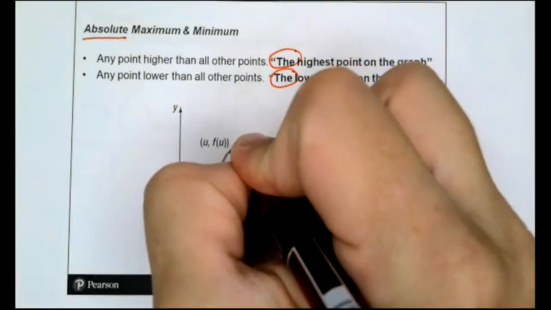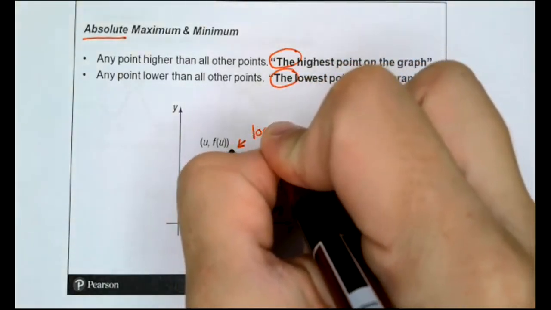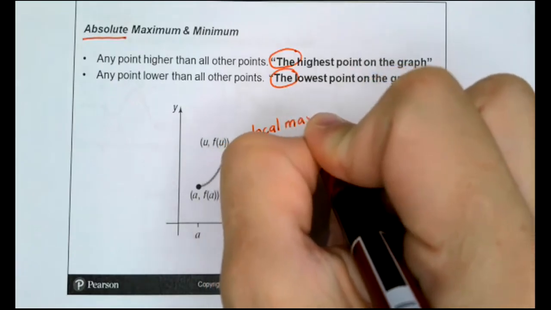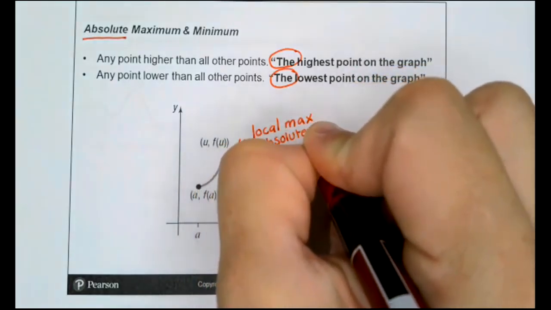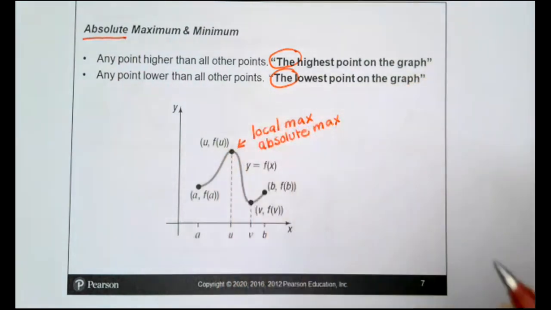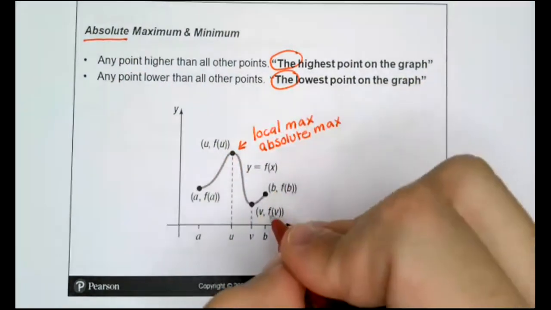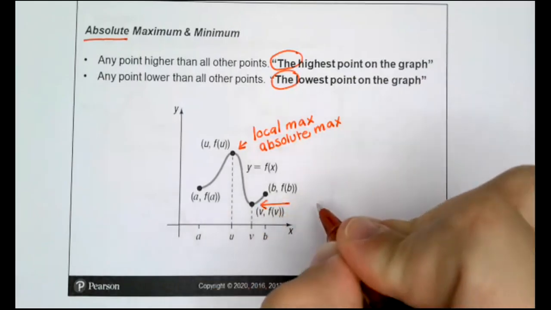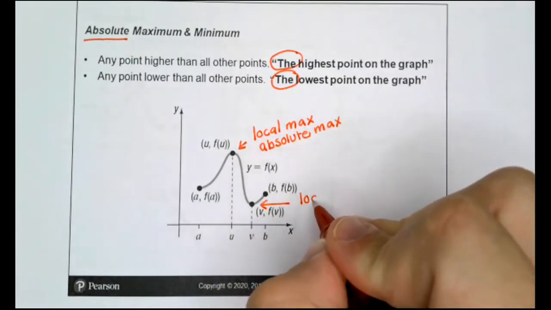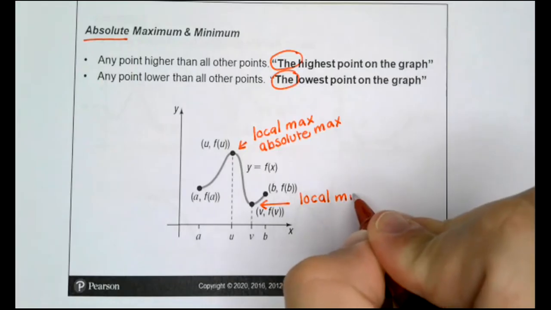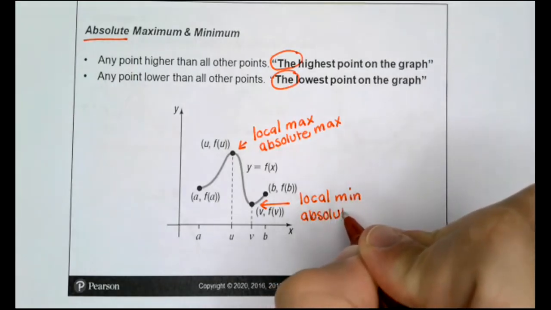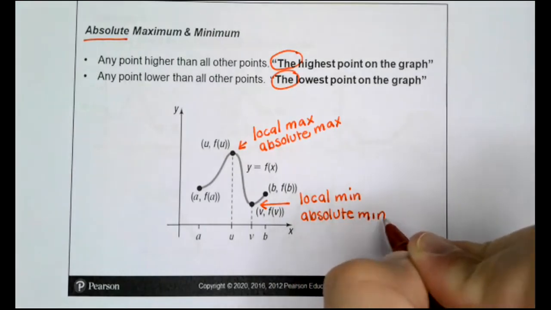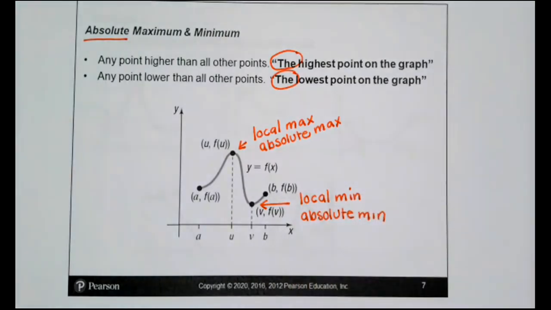This one happens to be both a local max and absolute max at the same time. Okay. This one can be the local min and absolute min. Okay. It does not have to be a hill or a valley.